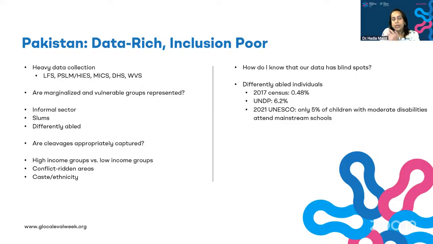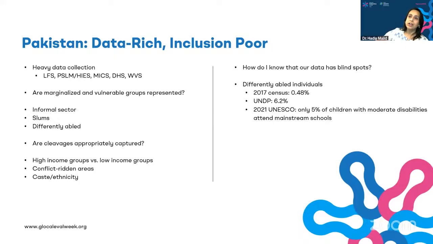But what about differently abled individuals? How do I know that we are not capturing differently abled individuals appropriately? One of the measures that you can really see here is just the range that is available. The 2017 census says that 0.48% of our population is differently abled, whereas UNDP has an estimate that 6.2% of our population is differently abled. There is an economist paper of 2014 which said all the way up to 14% of the population is differently abled.